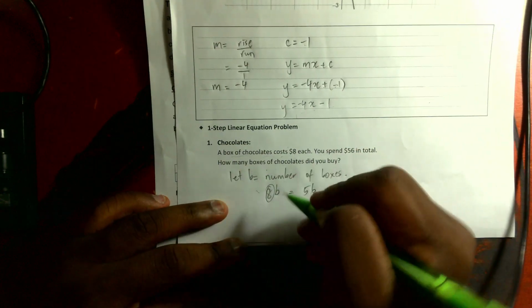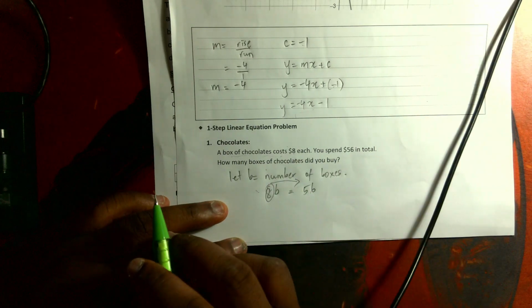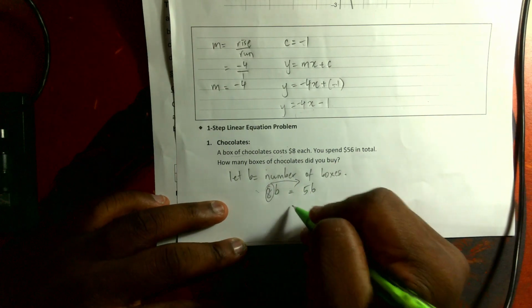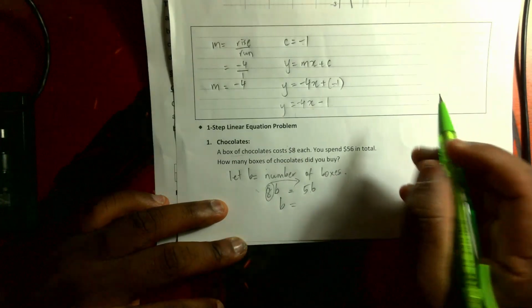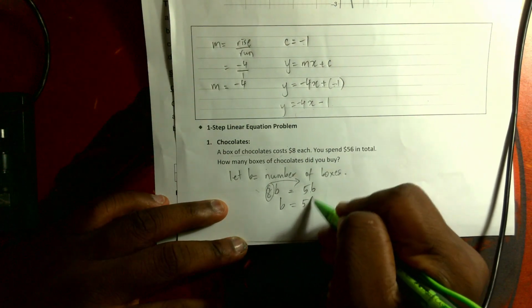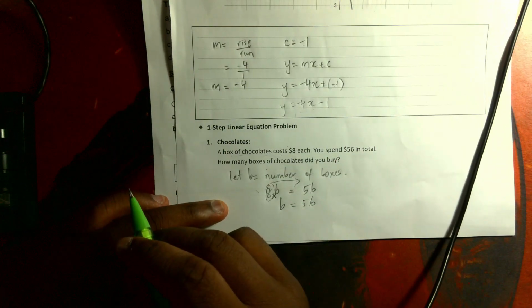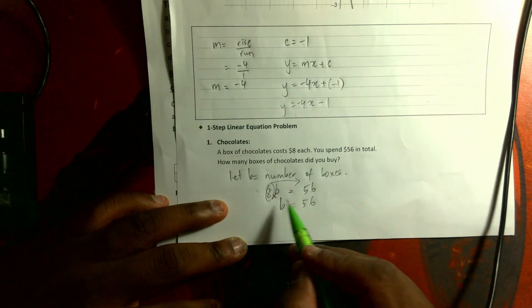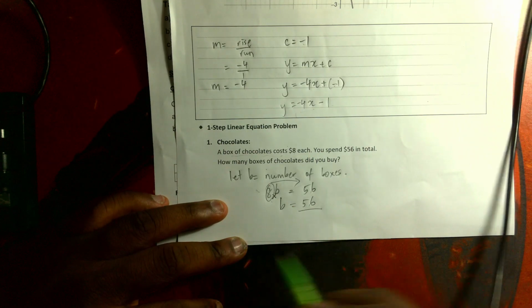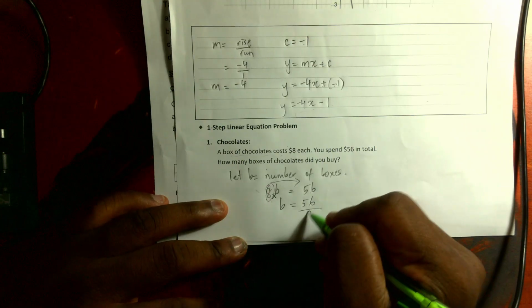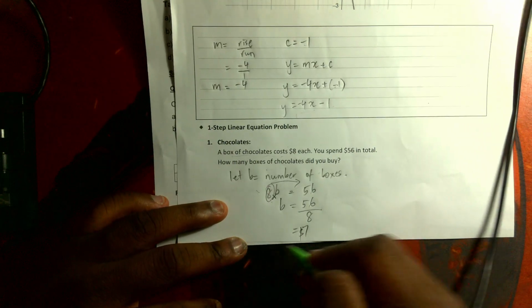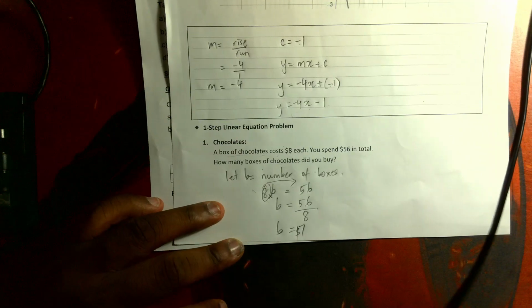To get B by itself, I'm gonna move that positive 8 over. 56 is already over the equal sign. Remember that 8, there is a multiplier in between, so when multiplied by 8 goes over, opposite of multiplied is divide, number is 8, answer is $7 per box.